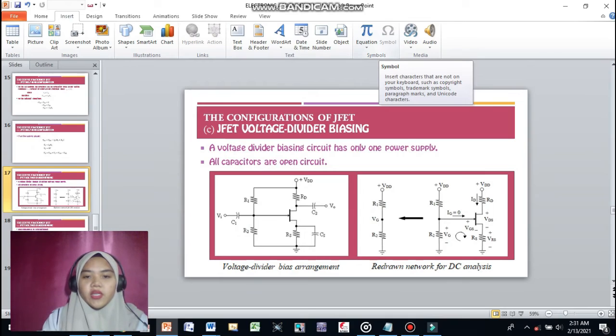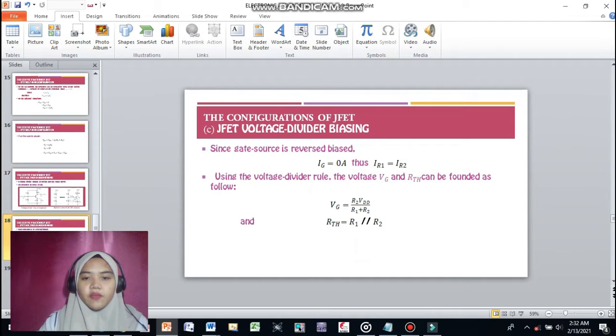The configurations of JFET: JFET voltage divider biasing. A voltage divider biasing circuit has only one power supply. All capacitors are open circuit. Since the gate source is reverse bias, Ig equal to 0 ampere, thus IR1 equal to IR2.